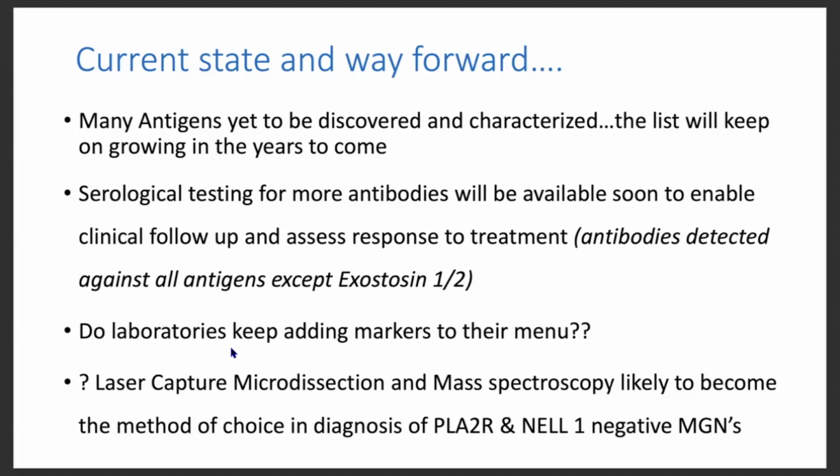So what I hope in the coming decade, 5 or 10 years, is that laser capture microdissection followed by mass spectroscopy would become the method of choice in those cases which are PLA2R and NEL1 negative. So once you have a PLA2R and NEL1 negative membranous GN, you fall in that bracket of around 20 to 30% of cases. And it will not be a bad choice, depending on how widely these techniques become available, to fall back on this technique to make a good diagnosis instead of wasting our time trying out antigens after antigens on IHC. So this is what I think we are heading to, and this is where the whole scenario of membranous nephropathy currently is.